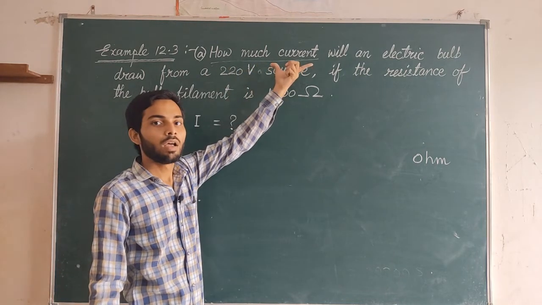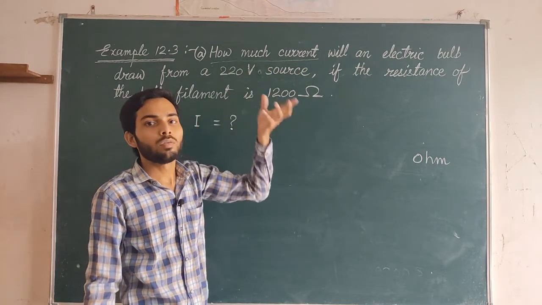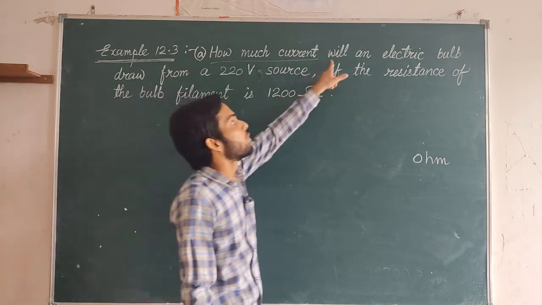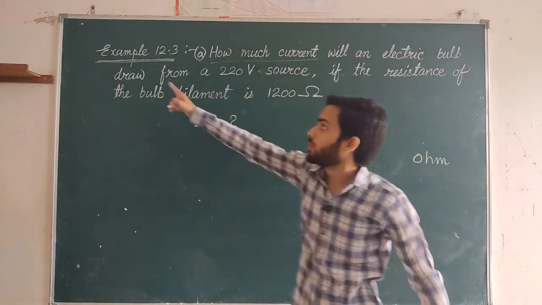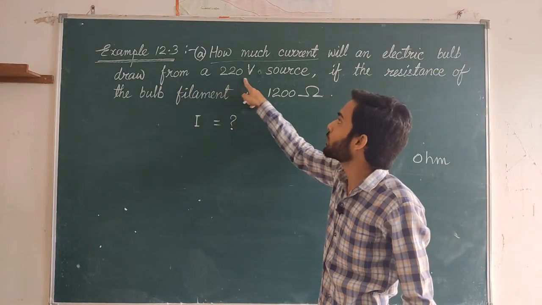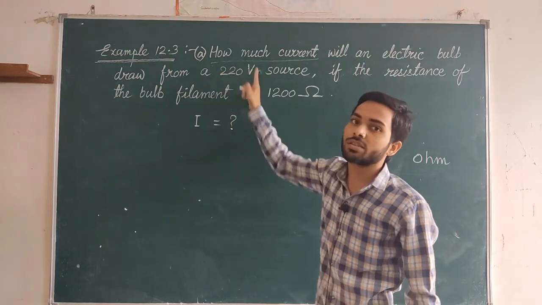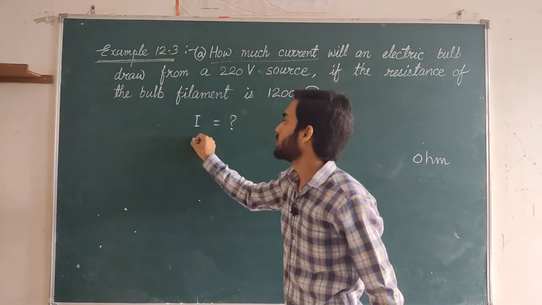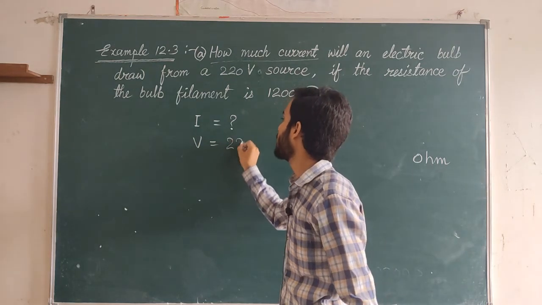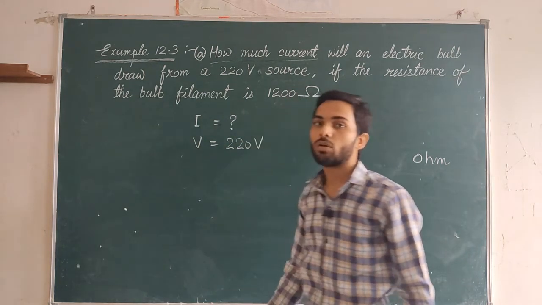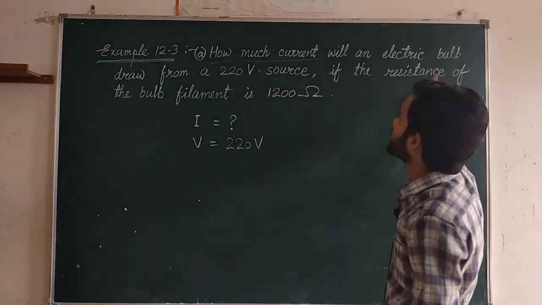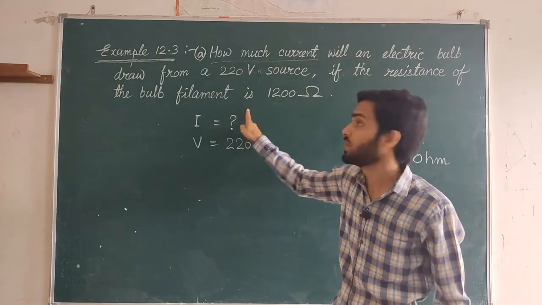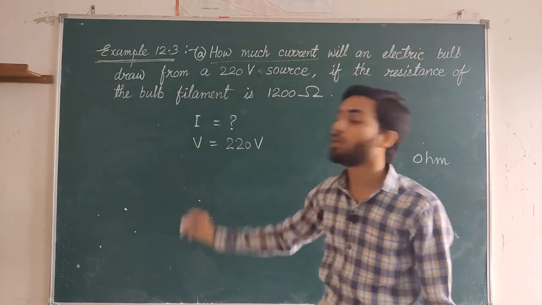Okay. So what is given? What are the values which we are provided in the question? An electric bulb draws current from a 220 volt source. What is this? 220 volt. This is the potential difference. V is equal to 220 volt. Okay, my dear students, the resistance of the bulb filament is 1200 ohm.